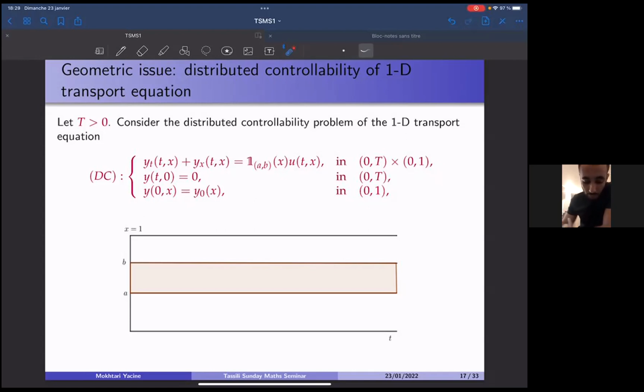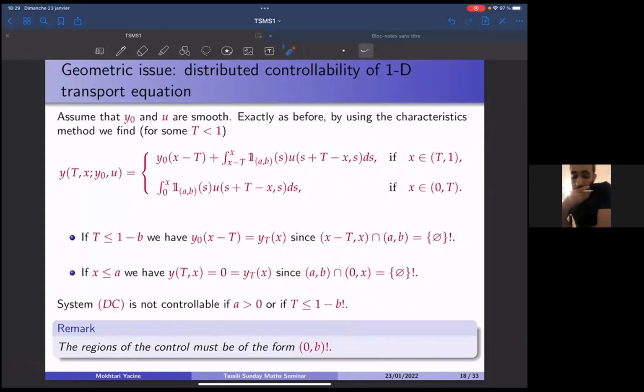This time, I will consider this distributed control system. It is the same equation, but this time with control localized in this region here. Okay, so the support of the control is in (a,b). And I ask the same question. If I give a target state, y_T, can I find the control such that the solution of the system at time T equals the target state at this time?